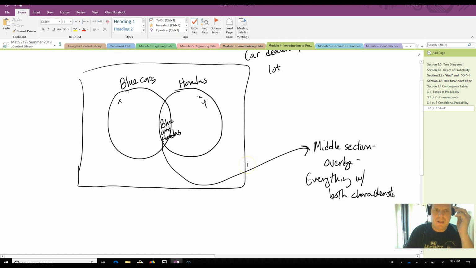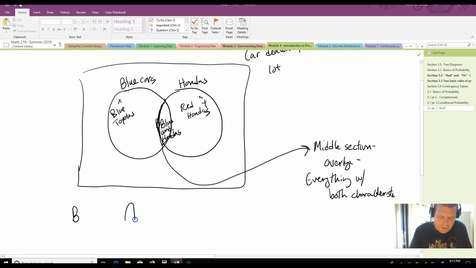Now, for example, we might have blue Toyotas over here. They are blue. We're good. We might have red Hondas over here. They're Hondas, so they're good. And the only stuff that's going to go into this grouping right here are our blue Hondas. That's what we call the intersection. We write that using what looks like an upside down U. So we call it blue and Honda, and we might actually say blue intersect Honda or blue and Honda.